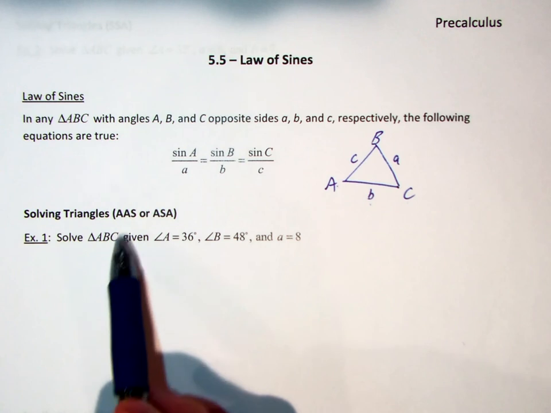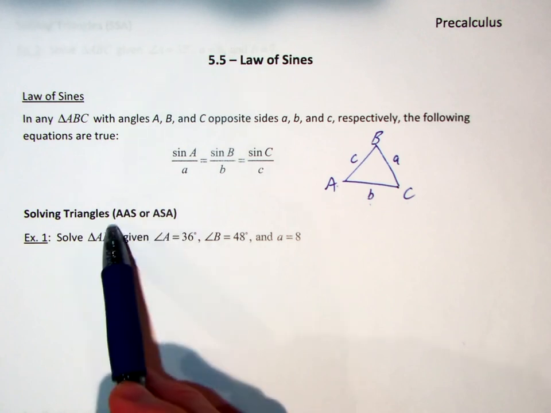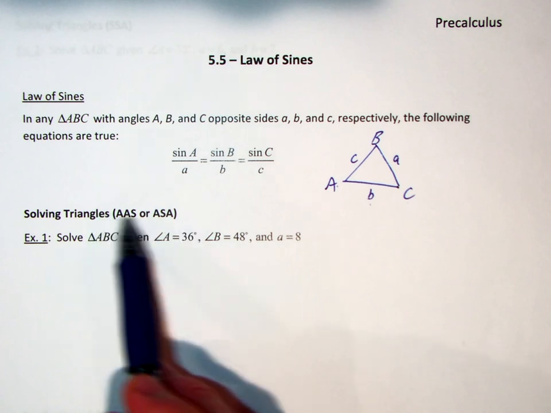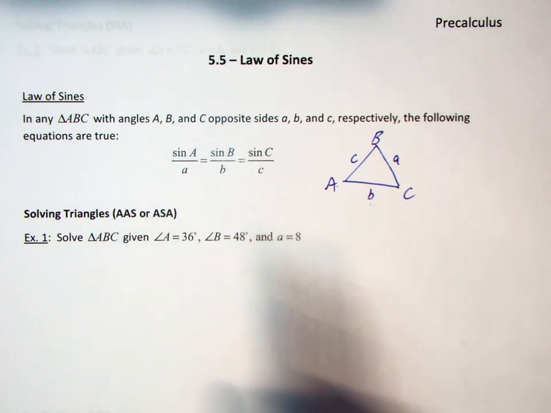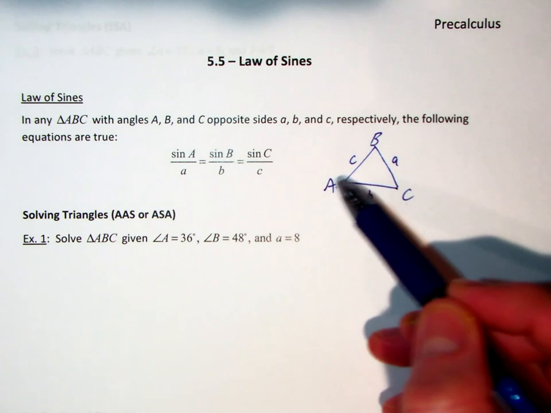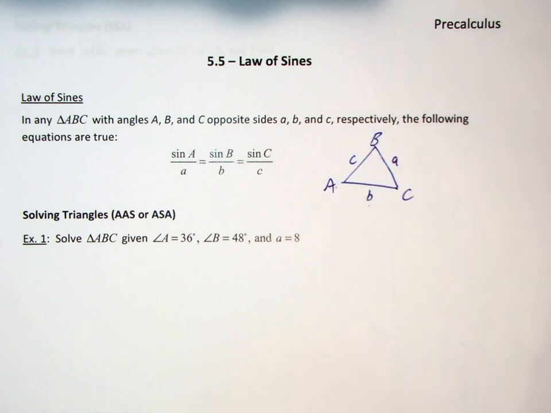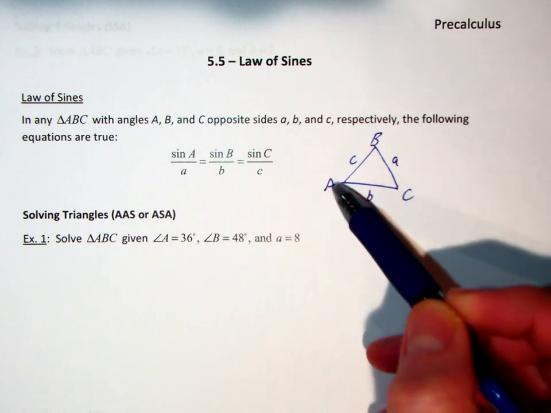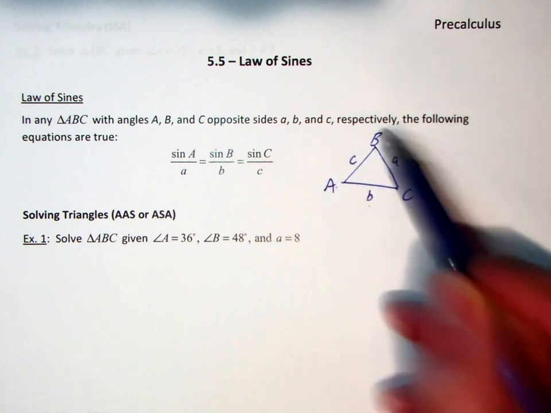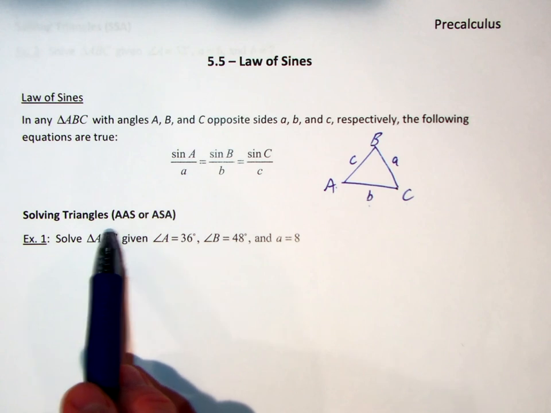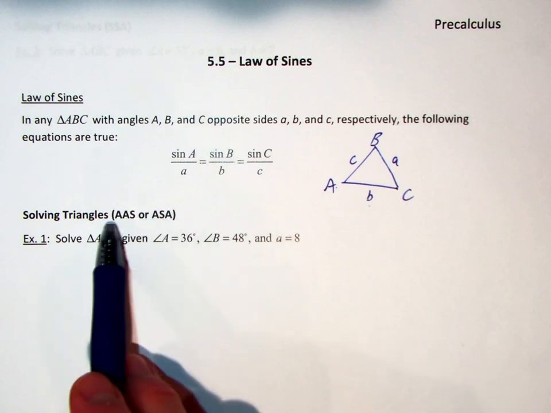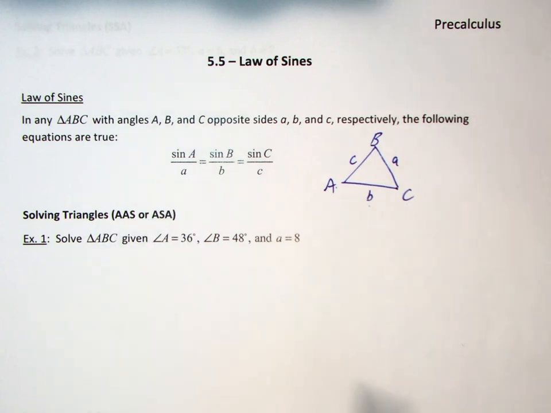So if you remember from geometry, there are different ways we know triangles, the AAS or ASA. This is angle, angle, side, or angle, side, angle. Okay, so they go in order. Like if you know angle A, angle B, and side a, that'd be angle, angle, side. Or if you know angle A, side c, and angle B, that's angle, side, angle. So the first case we're going to have is if you know two angles, either angle, angle, side, or angle, side, angle. Doesn't really matter which one.